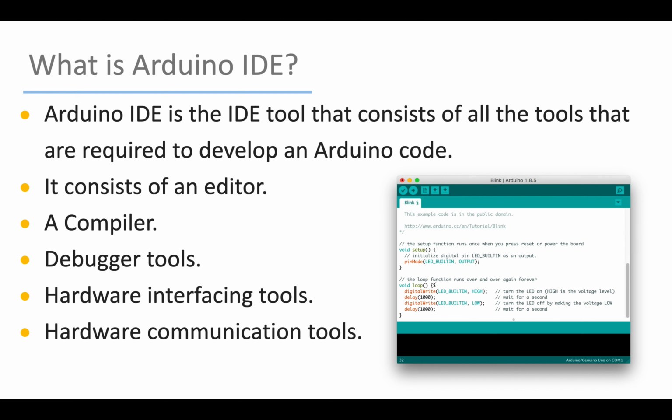As you can see this white space here, this is the space that we use for editing. We write the code here. Then we have a compiler, debugger tools, hardware interfacing tools, and hardware communication tools. With the help of these we can communicate with the Arduino, we can send our code, and we can also send and receive data with different sensors by using Arduino, and there are a lot of things that we can do with it. The rest you will learn a little more in the next videos, and once you start to work with this you will become very confident with it.